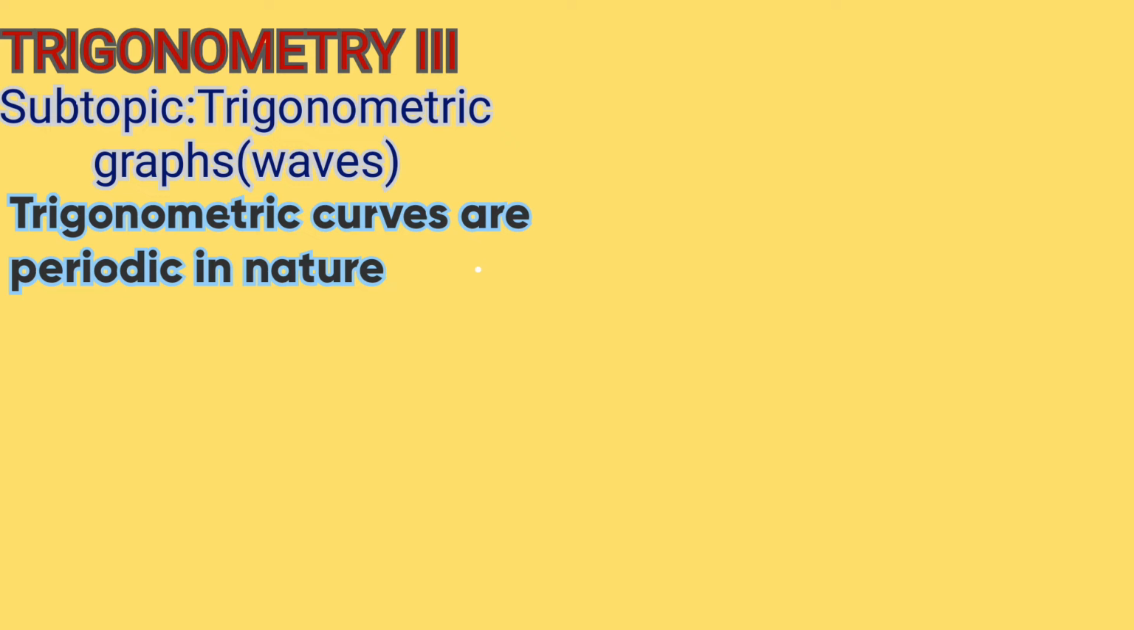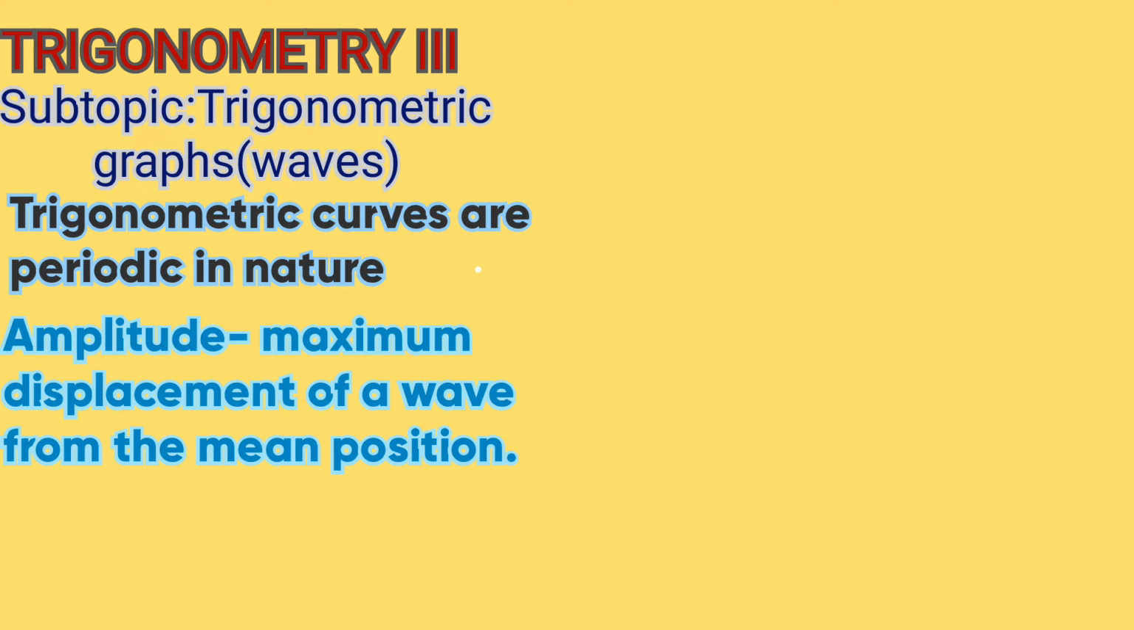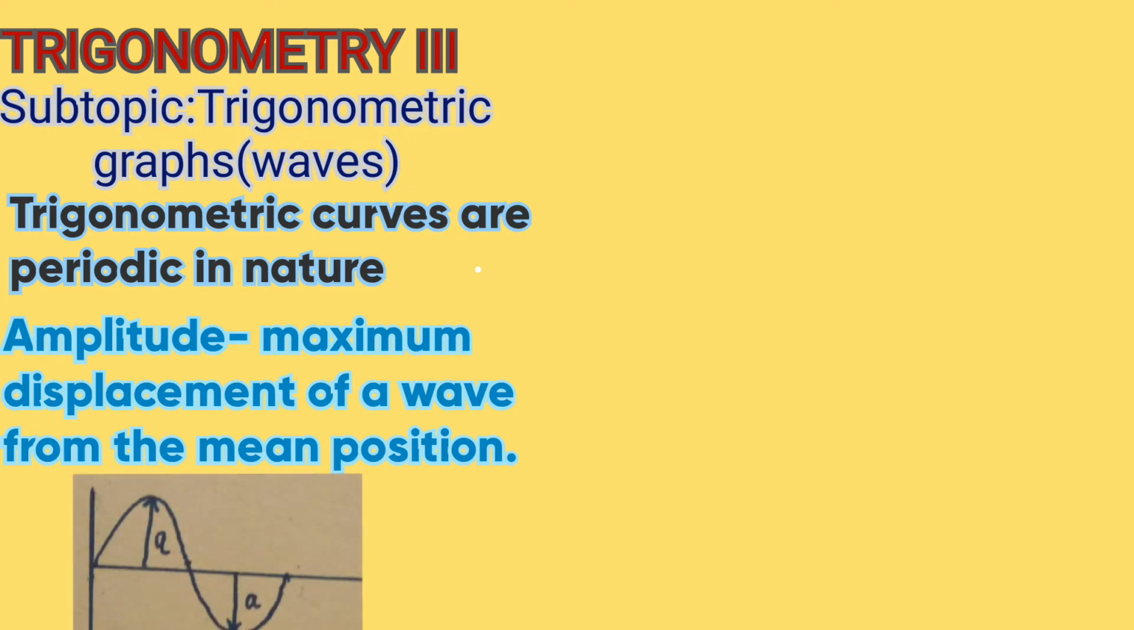Now, there are some terms that we need to know that are associated with trigonometric graphs. The first term is amplitude. Amplitude is the maximum displacement of a wave from the mean position. So the maximum displacement either above the mean position or below the mean position is what you call the amplitude.